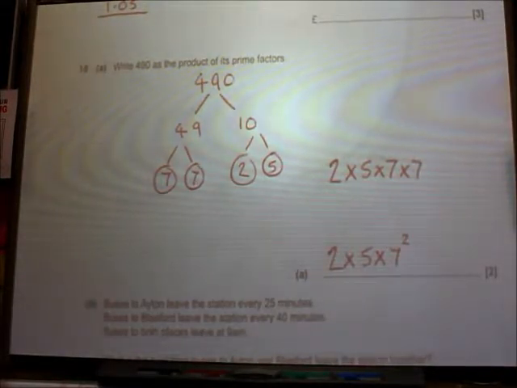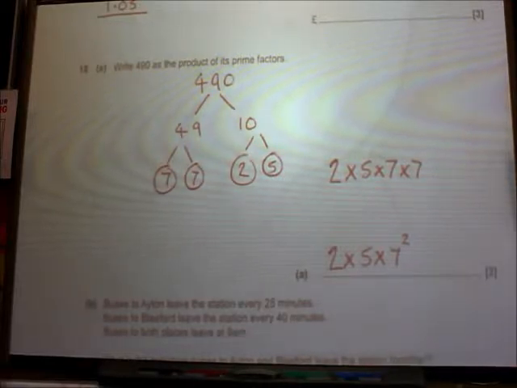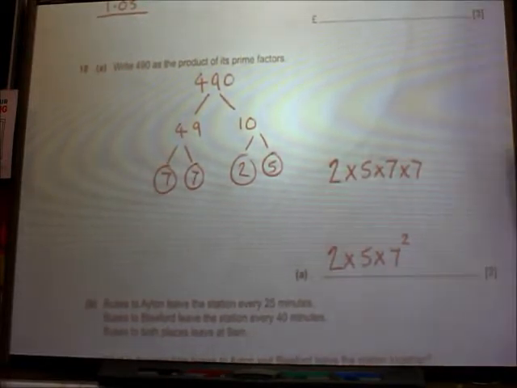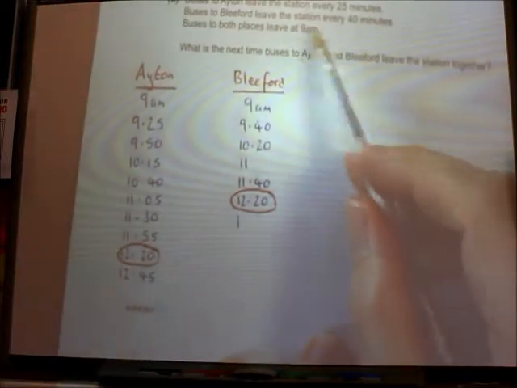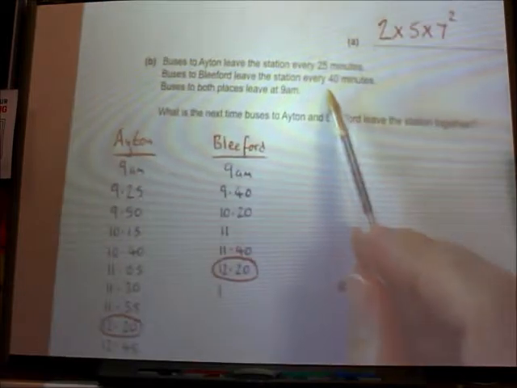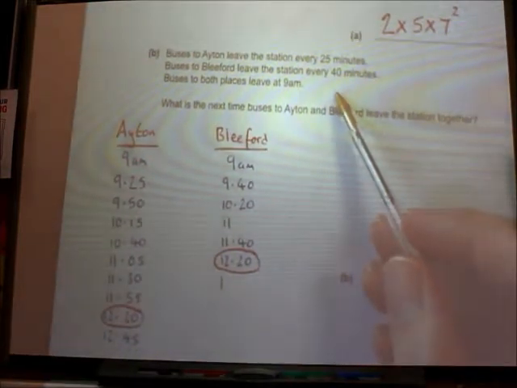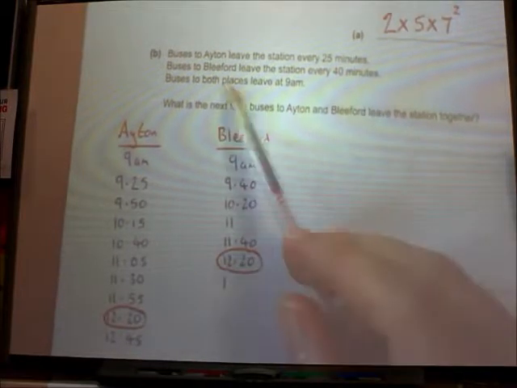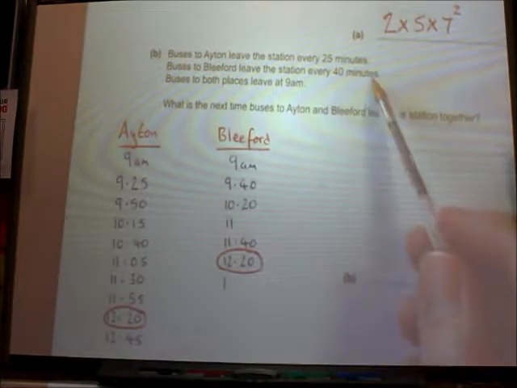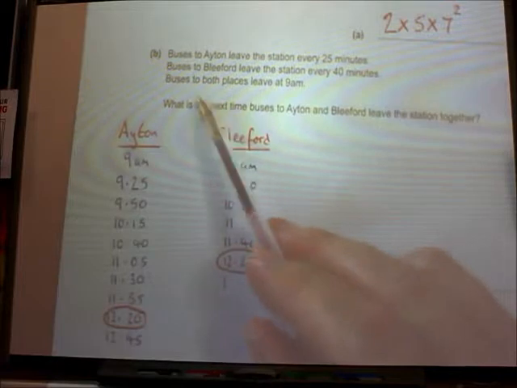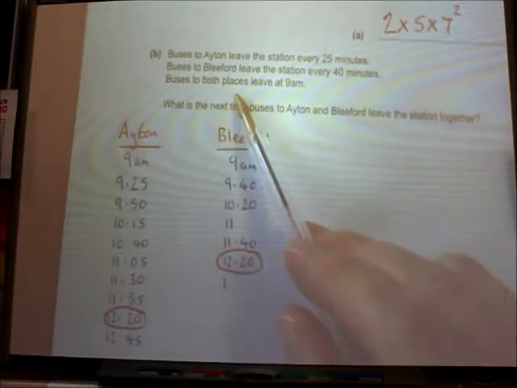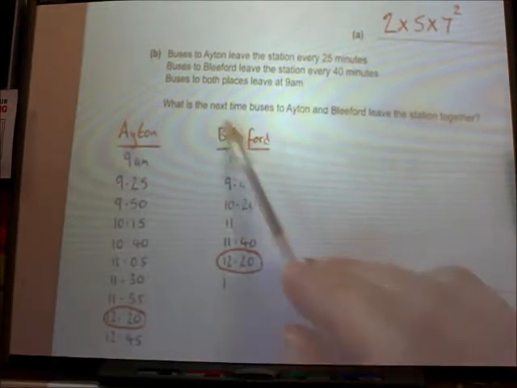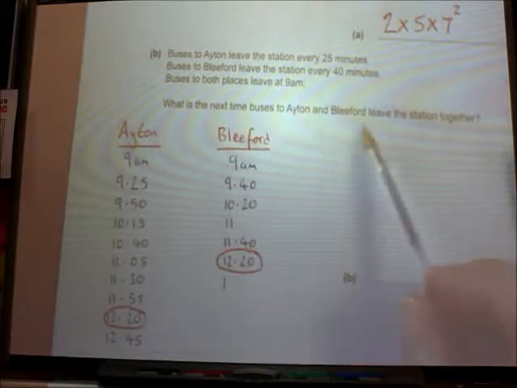As I was saying, this is sometimes also known as prime factor decomposition. Right, the next one, buses to Ayton leave the station every 25 minutes. Hopefully you've done so many of these past papers, you know exactly what question they're about to ask. Buses to Bleaford leave the station every 40 minutes. Buses to both places leave at 9 a.m. What is the next time the buses leave the station together?